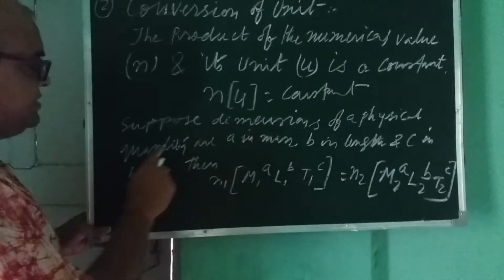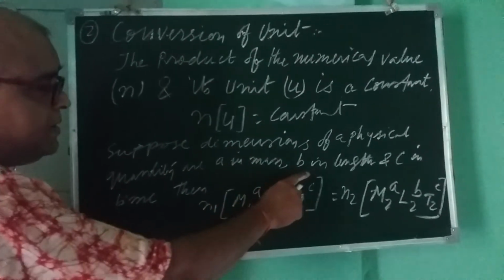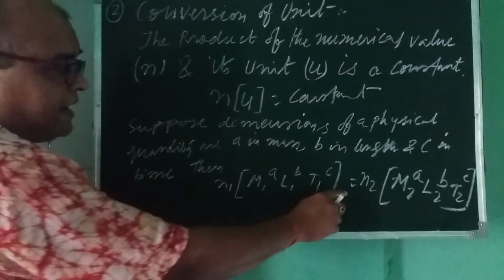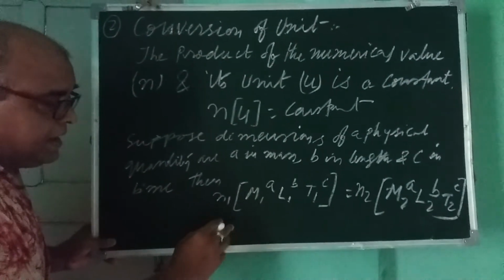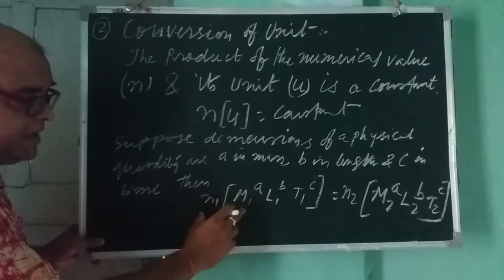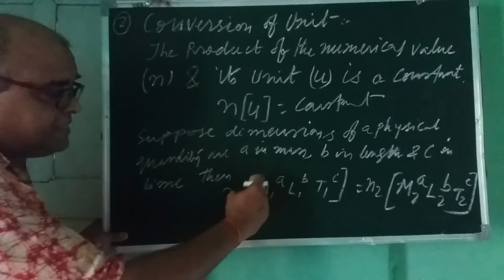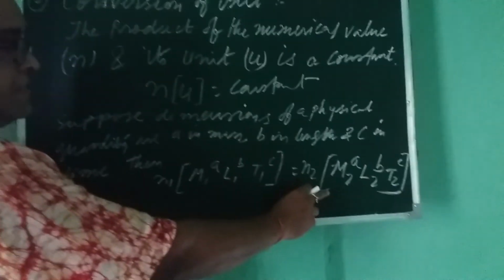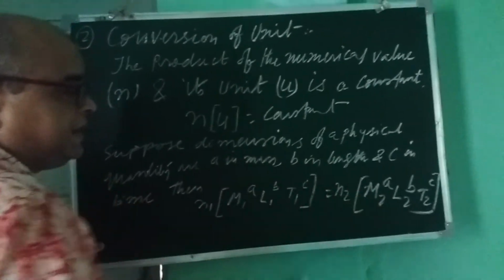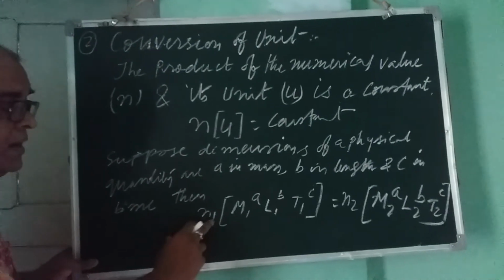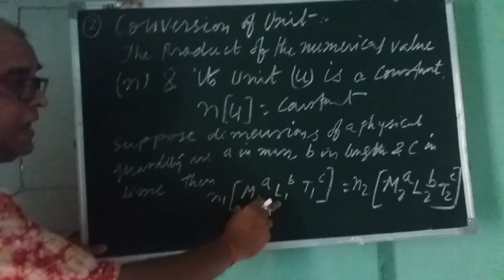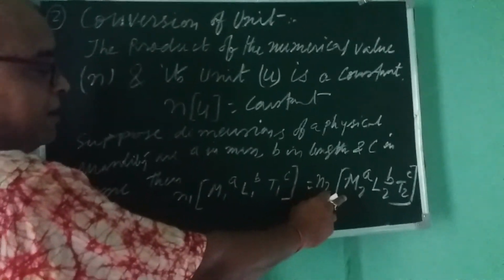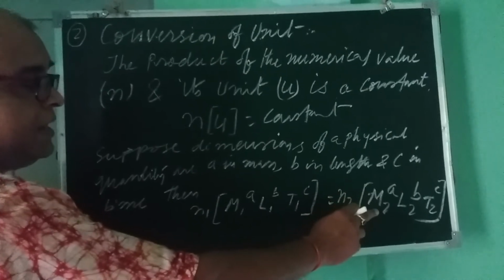Suppose the dimensions of a physical quantity are a in mass, b in length, and c in time. The numerical value in one system is n1 and in another is n2. If in one system M1, L1, and T1 are the units, and in another system M2, L2, and T2, then n1 M1 to the power a, L1 to the power b, T1 to the power c is equal to n2 M2 to the power a, L2 to the power b, T2 to the power c.